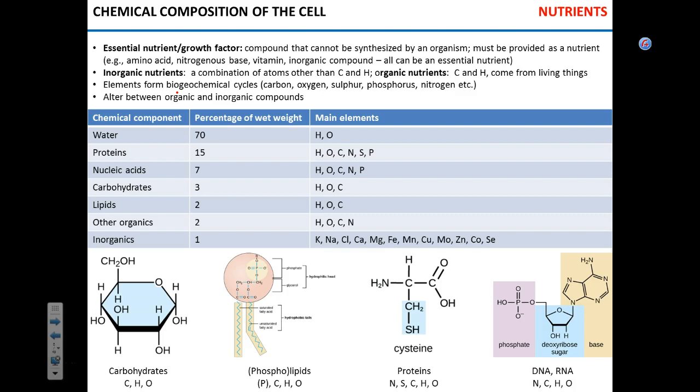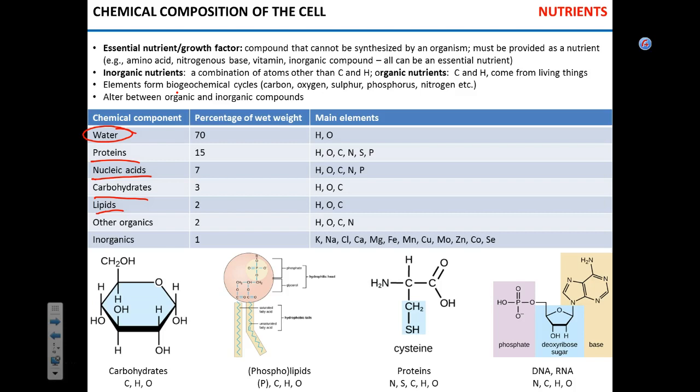Mostly water. Second go proteins, nucleic acids, carbohydrates, lipids. You don't need to know the numbers. You don't even need to know the order. What I really, really want you to understand is which chemical elements you're going to find in the main biological molecules.